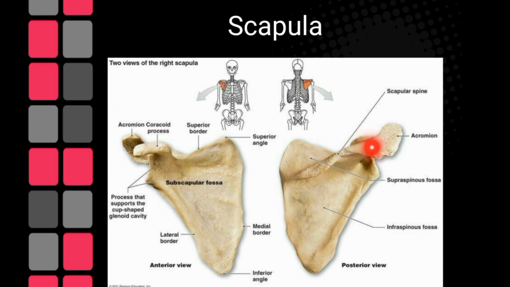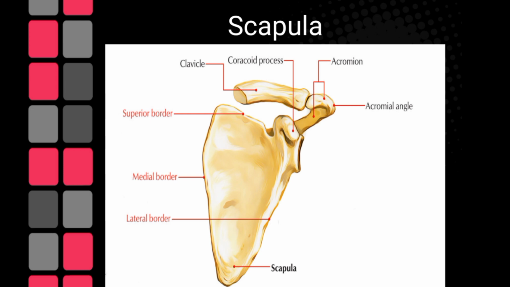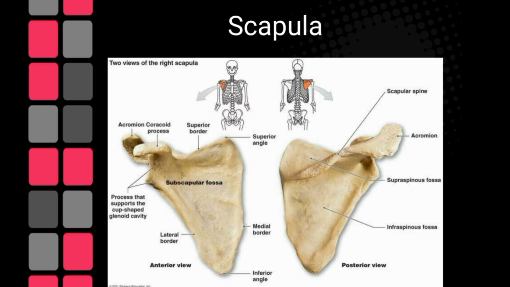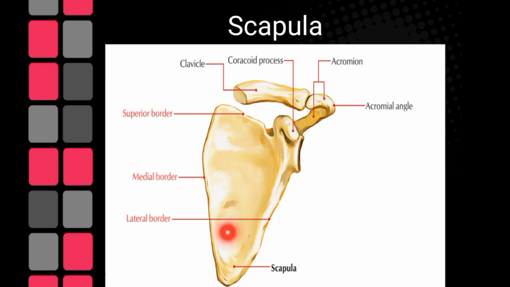This is the posterior view. Posterior view, it has a scapular spine. This is the supraspinous fossa, infraspinous fossa, and this one is the acromion. Here you can see also the subscapular fossa. Medial border, lateral border, and superior border. This is the glenoid cavity.